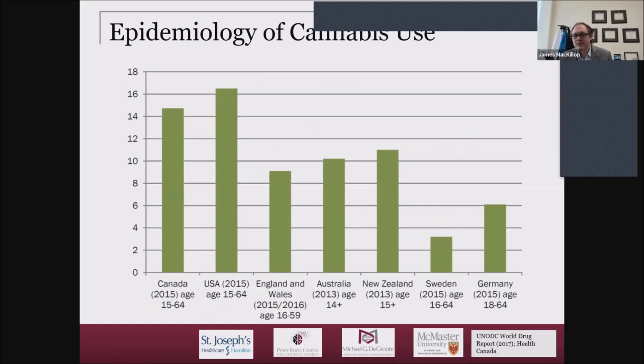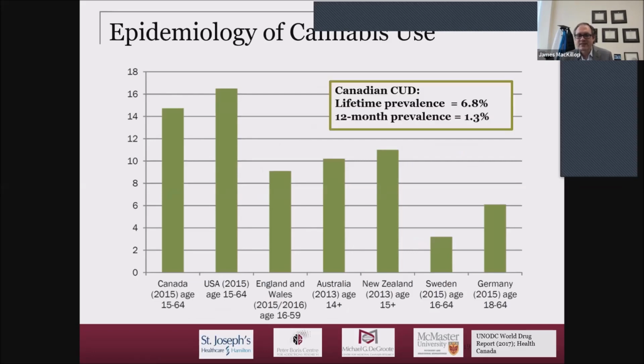In terms of how common cannabis use disorder is, I showed you this figure on Monday showing that Canada has one of the highest rates of overall cannabis use. Fortunately, the rates of cannabis use disorder are relatively low. About 7% of Canadians over the course of their life are anticipated to experience cannabis use disorder. So between 1 in 20 and 1 in 10, the 12-month prevalence is around 1%.